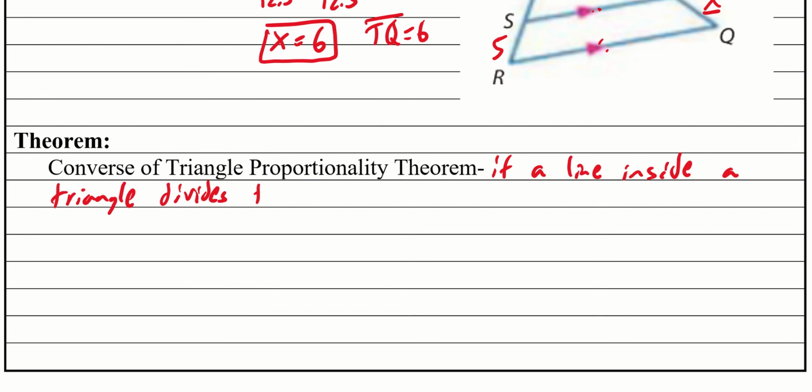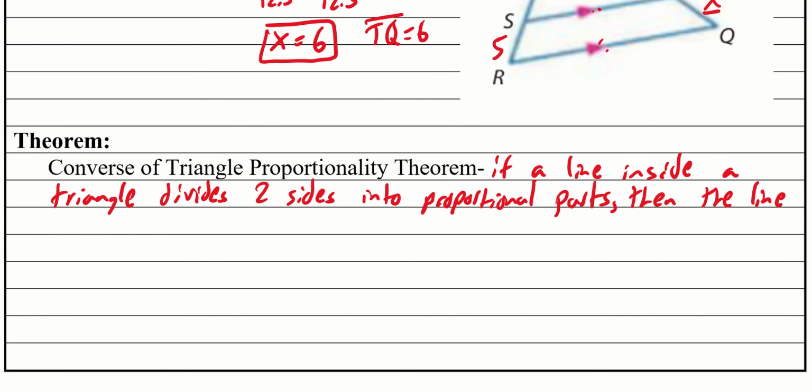divides the sides, or let's say divides two sides into proportional parts. If I just see a line here and I see that it divides the sides into proportional parts, then I can say the line is parallel to the third side. Okay, since it's the converse, it's the exact same idea. We're still looking for parallel lines and proportional parts. We're just switching the order of them.